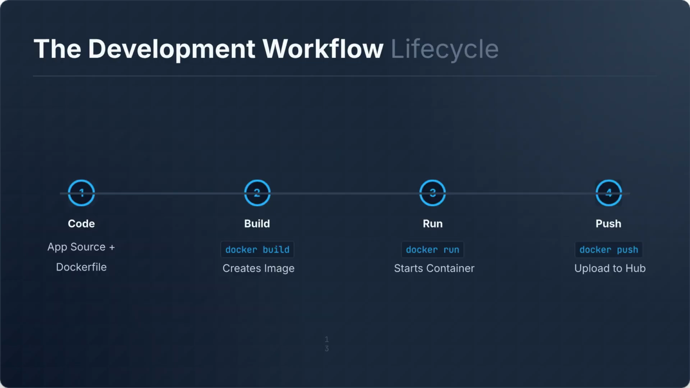The development workflow lifecycle involves 4 stages. Code, where you create the application source and Dockerfile. Build, which creates the image. Run, which starts the container. And push, which uploads the image to a registry.